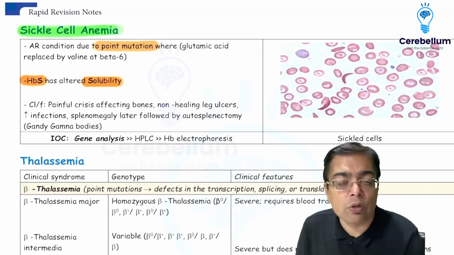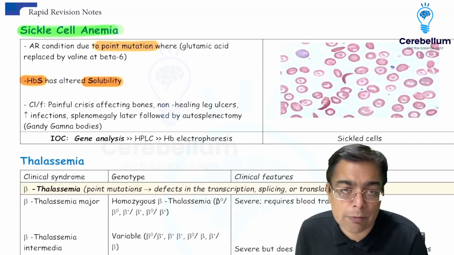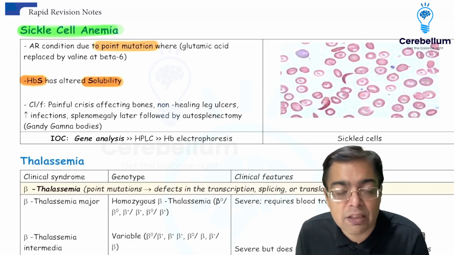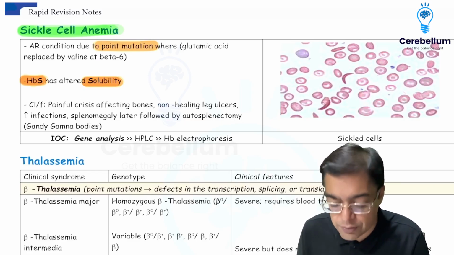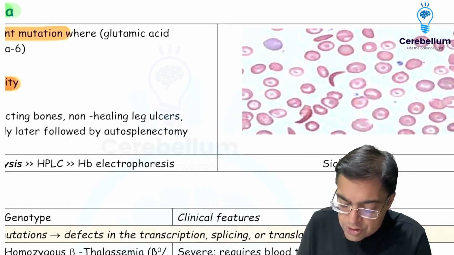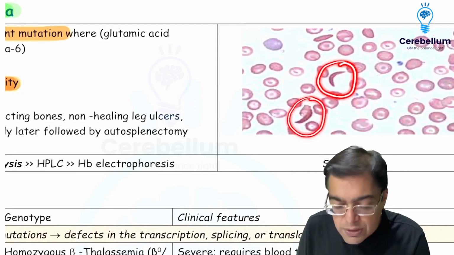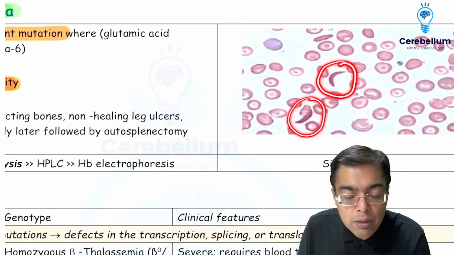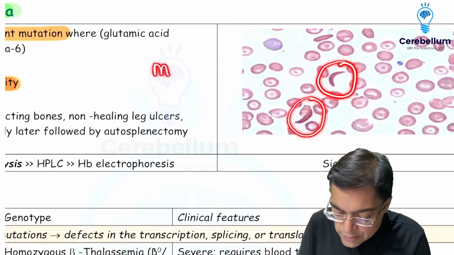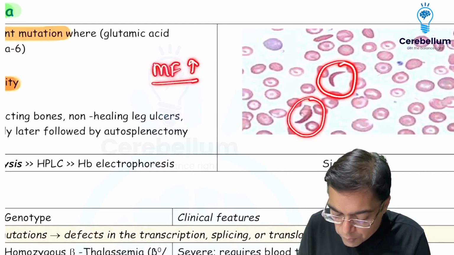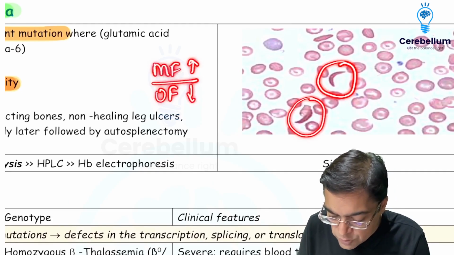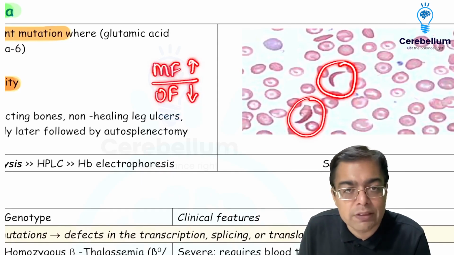Hemoglobin S having altered solubility is responsible for causing a change in the shape of the RBCs. Whenever there is hypoxia or dehydration, RBCs are going to change their shape. They are going to become sickle shaped. Such RBCs have another problem, that their mechanical fragility is going to increase. However, their osmotic fragility is going to be less.